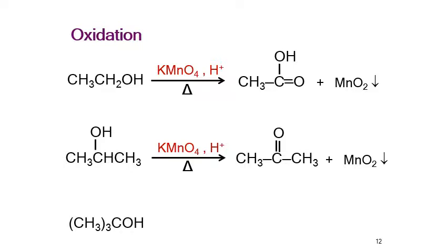And for tertiary alcohol, which is 2-methyl-2-propanol, when treated with KMnO4 H+ heat, the color is purple. It remains unchanged because no product is formed.